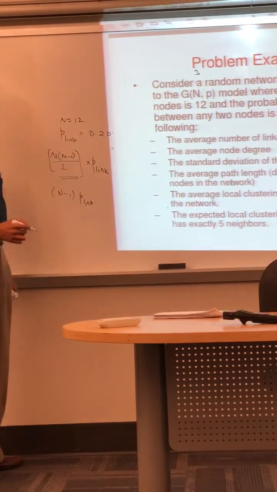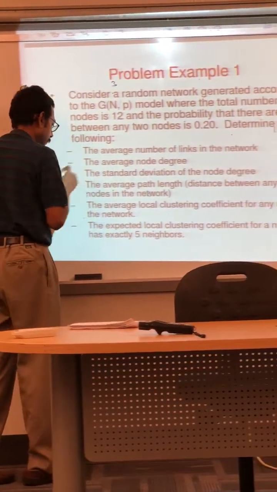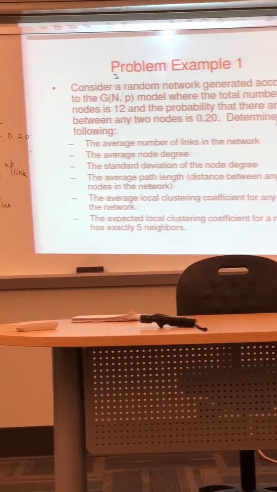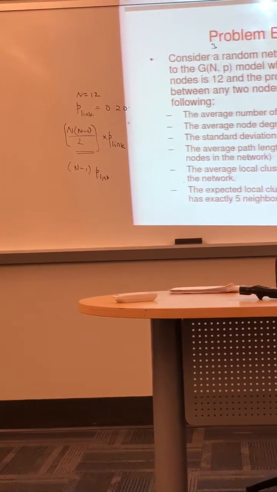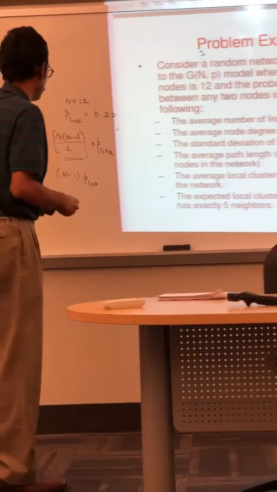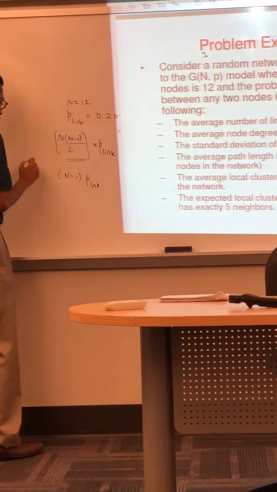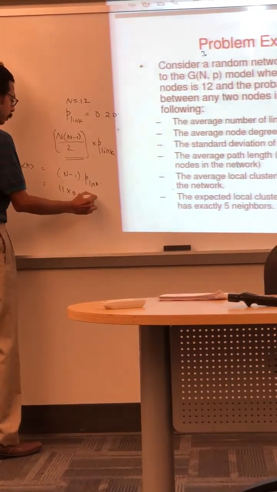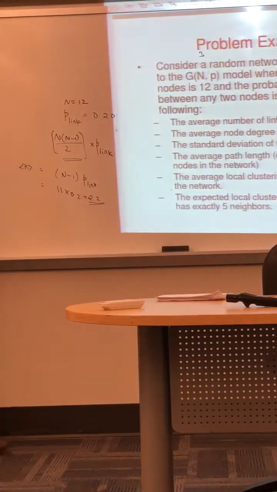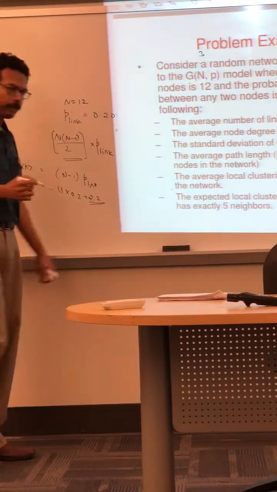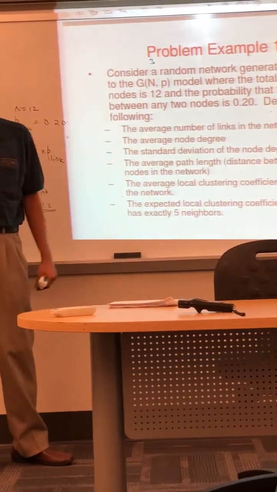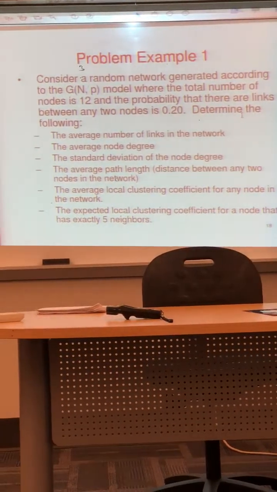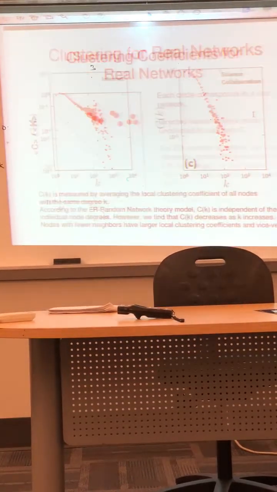Now what is the standard deviation of node degree? Square root of average degree. So the average degree will come out to be 11 times 0.2, so it's 2.2. So that's the average degree. And why square root of average degree? For a random network, this is a Poisson distribution. So for a Poisson distribution, the standard deviation is square root of average degree.